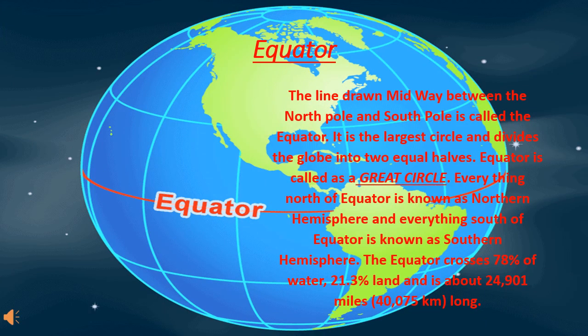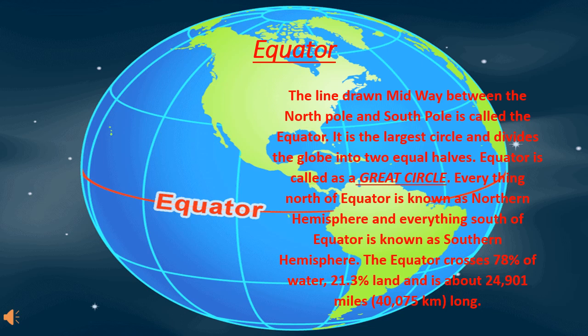Equator. The line drawn midway between the North Pole and South Pole is called the equator. It is the largest circle and divides the globe into two equal halves. Equator is called as Great Circle. Everything north of equator is known as Northern Hemisphere, and everything south of equator is known as Southern Hemisphere.